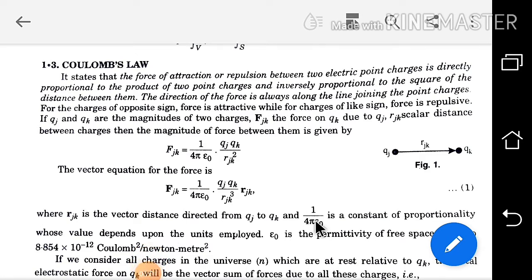Hello friends, in electrodynamics, your first article is Coulomb's law. Now, the statement of Coulomb's law.